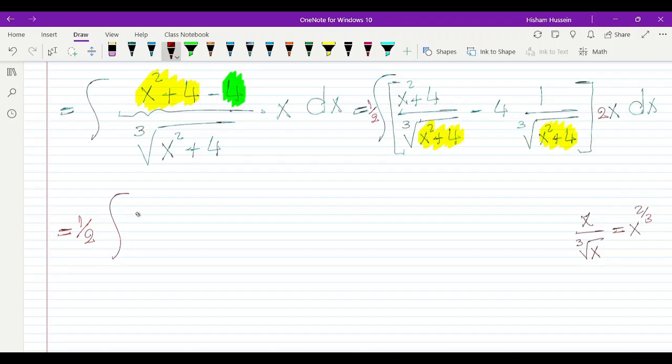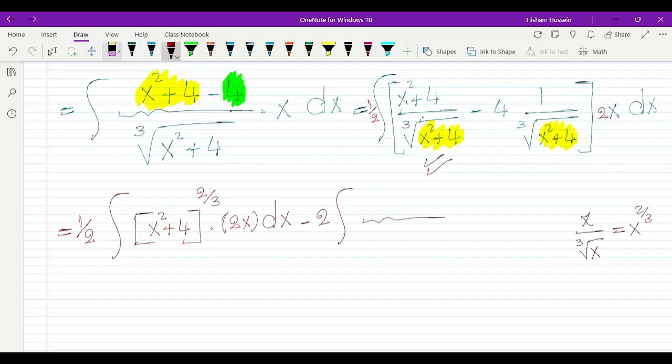So here for this fraction, we can write it as (x squared plus 4)^(2/3) times 2x dx. It's for the first term. For the second term, minus 4 times half, it's minus 2. Integration of 1 over the cubic root of x squared plus 4 can be written as (x squared plus 4)^(-1/3) times, don't forget, 2x dx. Now we can integrate directly.